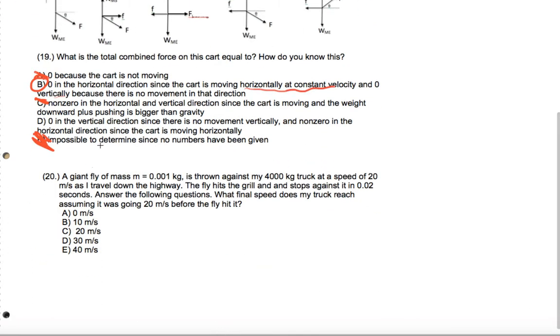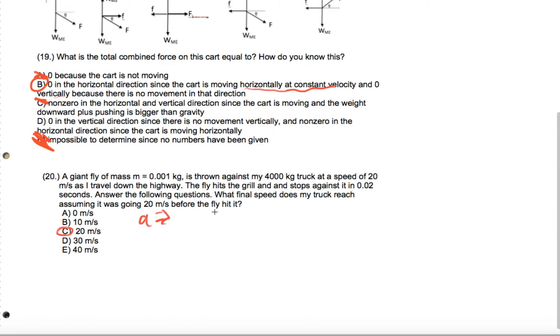All right, so a fly hits a truck. The fly is smushed. What happens to the truck's speed? Some of you might have been able to guess, hey, it's a fly hitting a truck, it's got to be 20, but let's actually prove it. So let's get the acceleration of the fly.